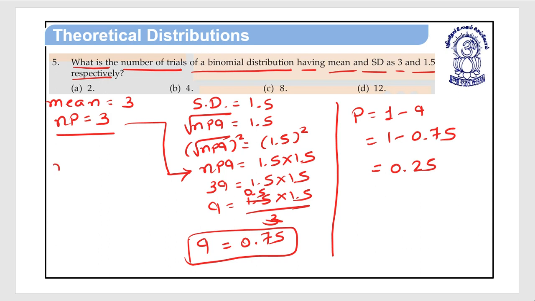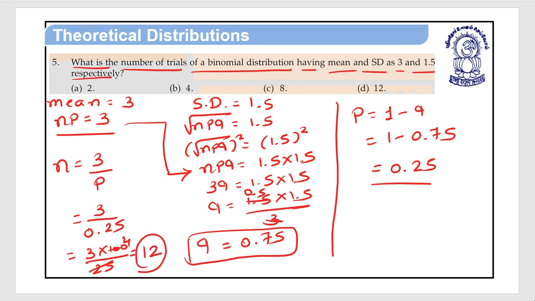So put into this formula, n is equal to 3 by p. 3 by the value of p, 0.25, is equal to 3 into 100 upon 25. 25 fours are 100, 3 fours are 12. So n is equal to 12. This is the answer. So the number of trials is 12. So option D is the right answer. Okay.